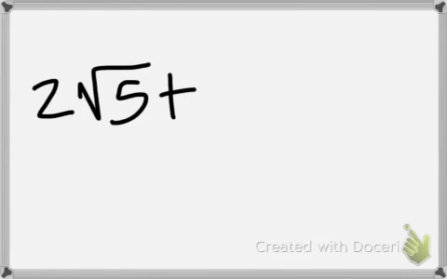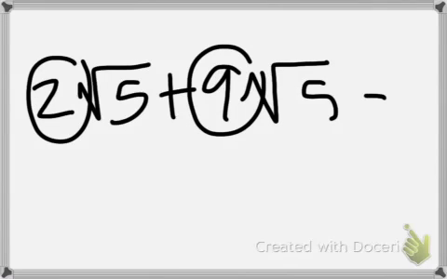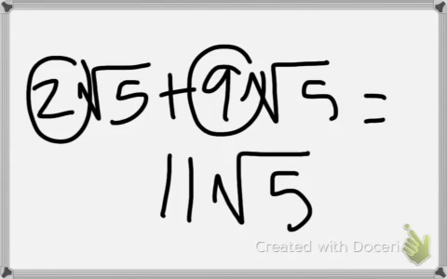Okay, to summarize it all up, when adding or subtracting radicals, you always add what's outside of the radical and keep whatever is inside the radical, if it's the same. So in this case, it would be 5.